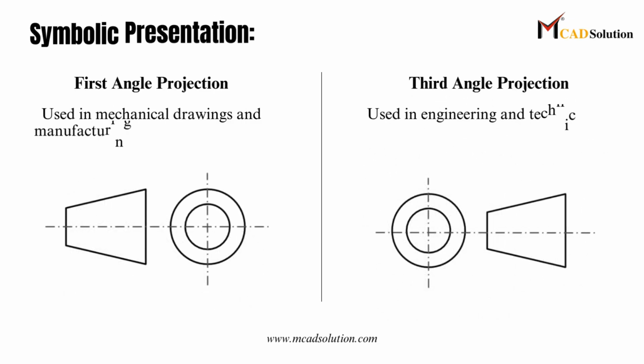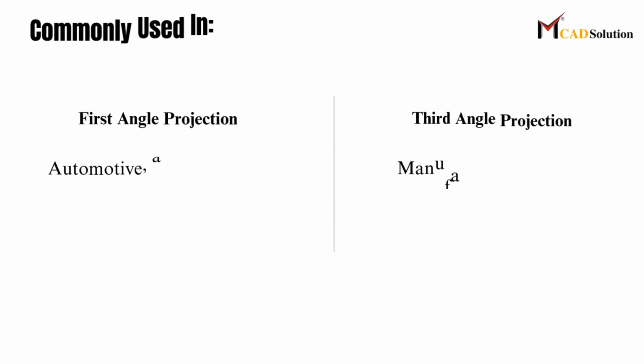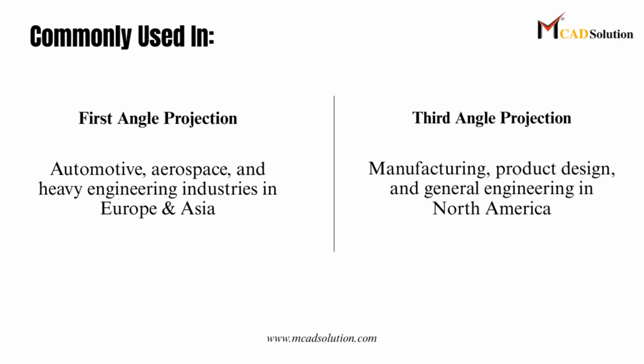Sixth, symbolic presentation. First angle is used in mechanical drawings and manufacturing industries following ISO standards. Third angle is used in engineering and technical drawings following ANSI standards. Commonly, first angle projection is used in automotive, aerospace, and heavy engineering industries in Europe and Asia. Third angle projection is used in manufacturing, product design, and general engineering in North America.